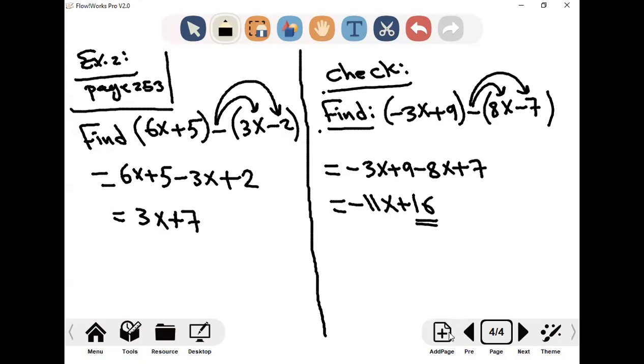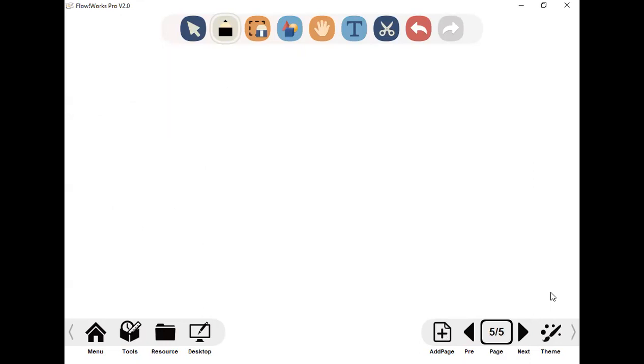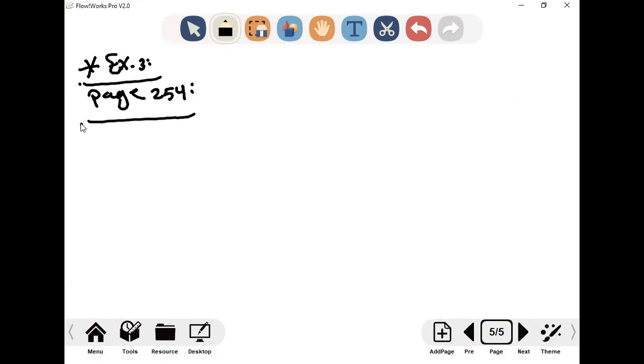Now let's go to example 3. Let's go to example 3. So we are in example 3, page 254. Today is 19, right? October. Today 19 October. Yeah. Fine. Now in this example, the question wants us to find.